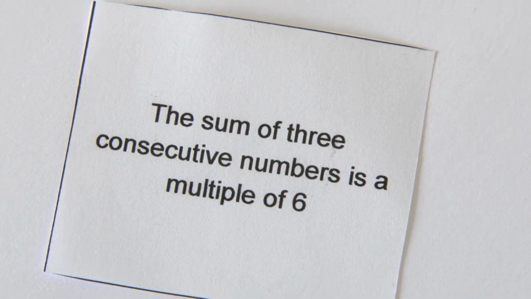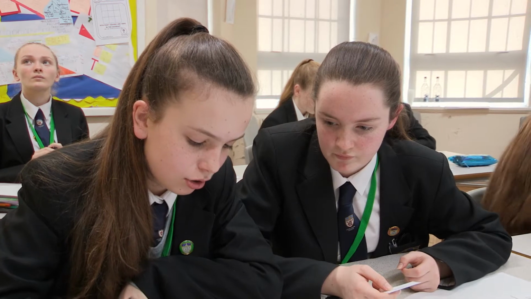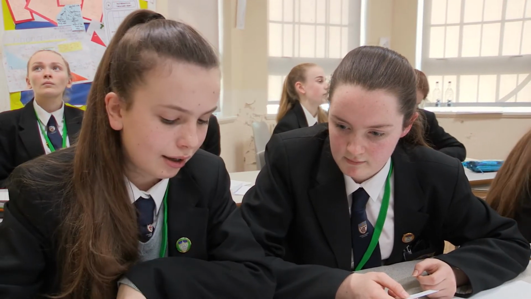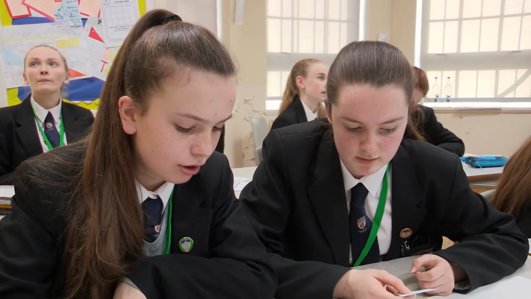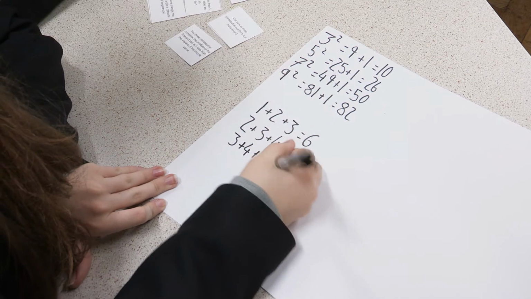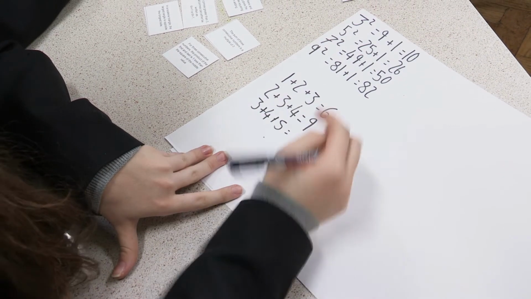The sum of 3 consecutive numbers is a multiple of 6. 2 plus 3 plus 4. That'd be 9, but that's a multiple of 3, not 6. That'd be 12, which is also a multiple of 6. So you could say that it's sometimes true, but not always.